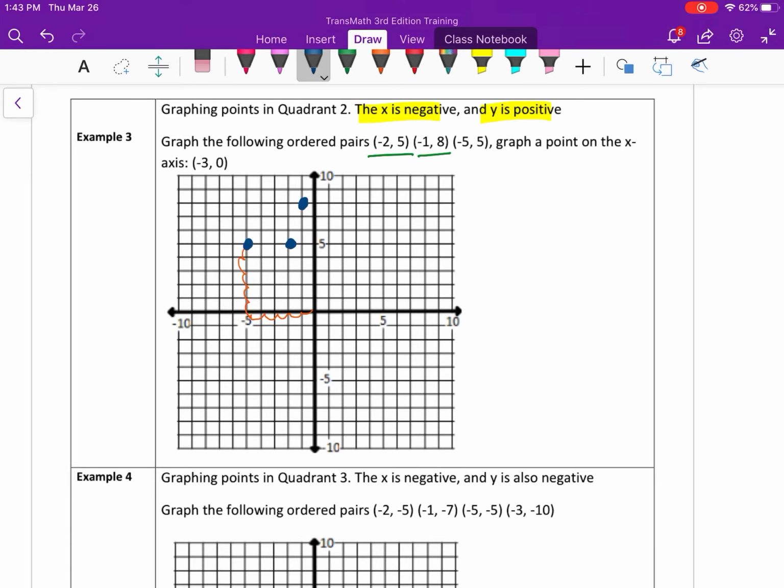Then it wants me to graph the point on the x-axis, negative 3, 0. So negative 3, 0 means that I go to the left 3 from 0 to negative 3 and then up 0. So the point negative 3, 0 lies right on the x-axis, right there. And that point we say is not in any quadrant since it lands right on the axes.